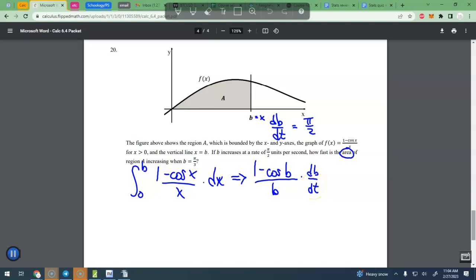And then when I plug in the bottom, it's going to be like 1 minus cosine of 0 over 0, but it won't matter because I'm going to multiply by the derivative of that. So that second part will just wipe away. And then you just plug in, so b is now pi over 3. And then db dt is this pi over 2. You work that out.